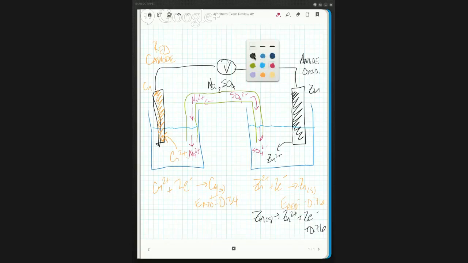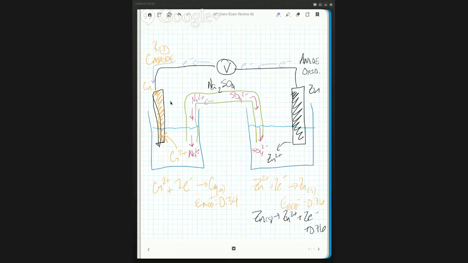And the electrons, we'll make them purple, are going across here, because remember, reduction is gain. So our electrons are being added on this side and being removed from the zinc side. So you could say that the anode is losing mass and the cathode is gaining mass. So it's good to know what that looks like on the picture.